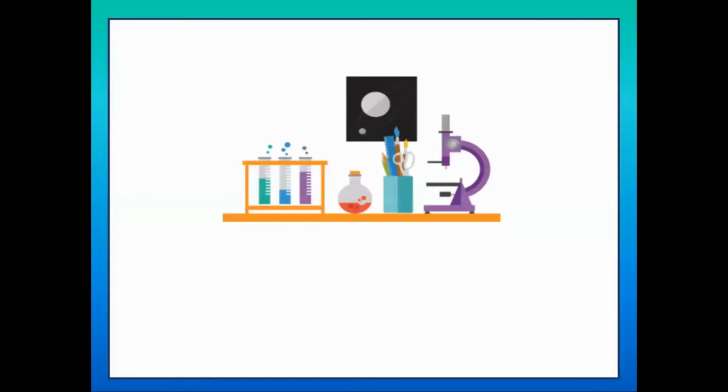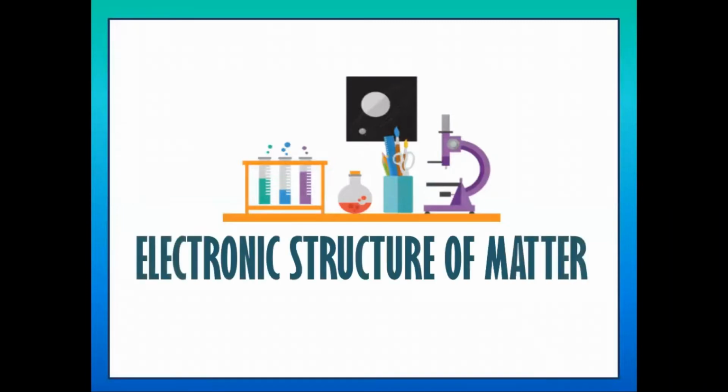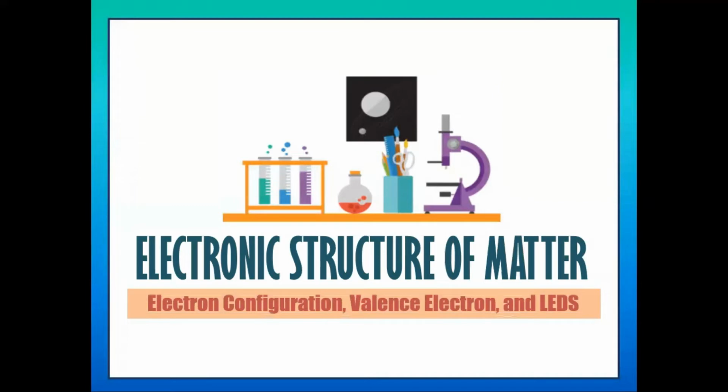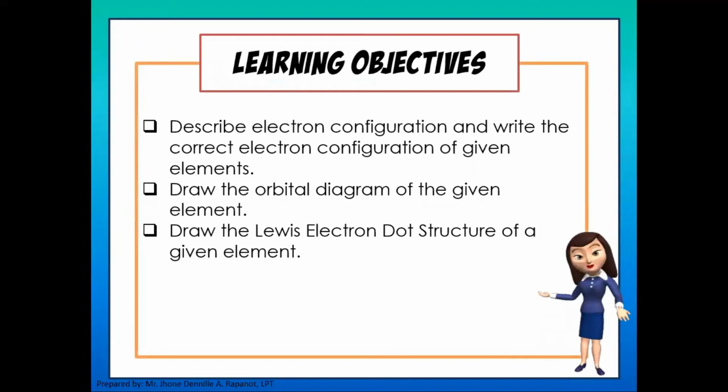Good day, class. Our topic for today still has something to do with the concept of electronic structure of matter, but to be more specific, for this particular video recorded discussion, our focus is on electronic configuration, valence electron, and Lewis electron dot structure. Here are the learning objectives.